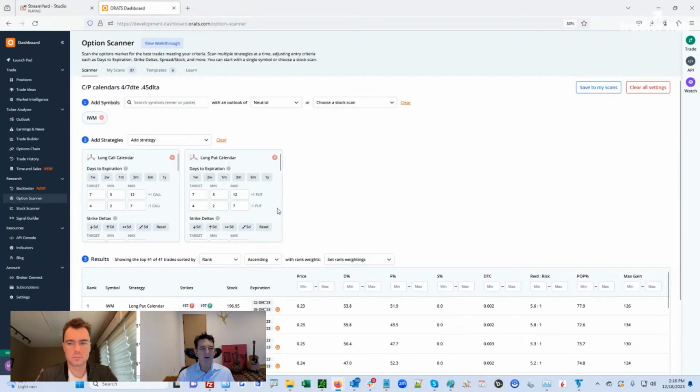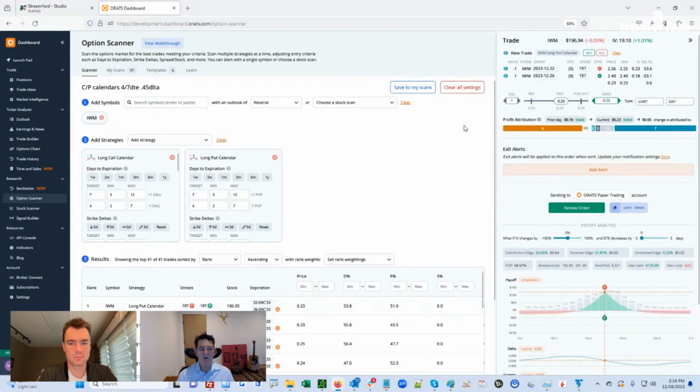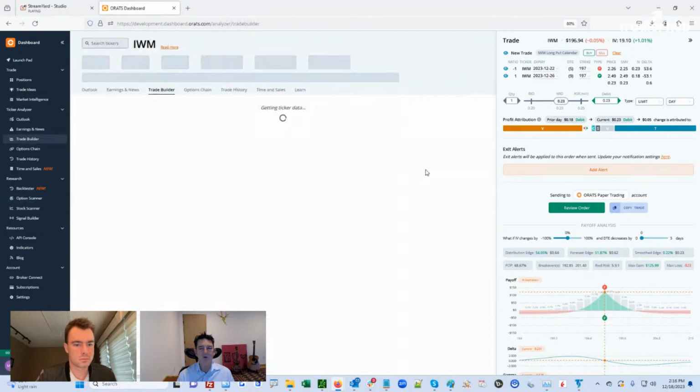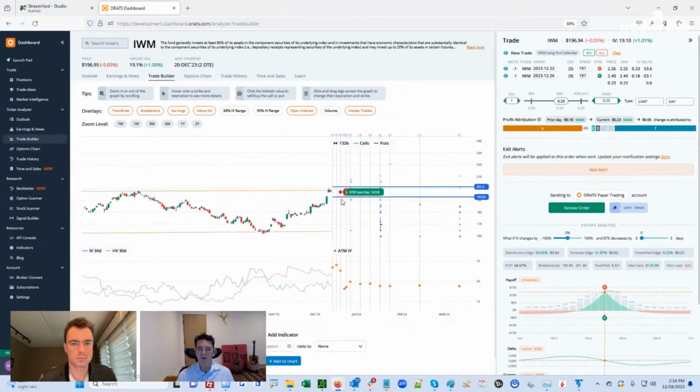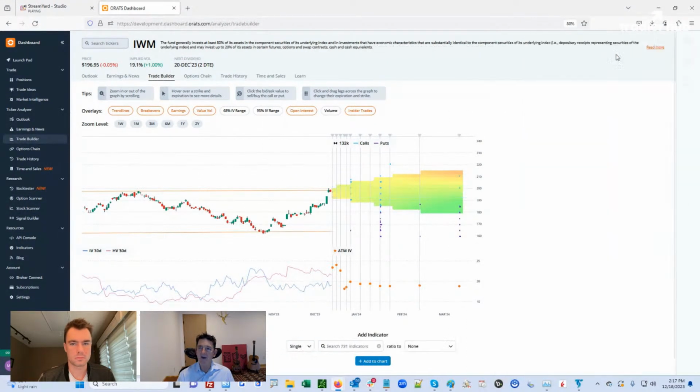We set up our scans. We found what we thought were good calendars, and then we went over to the trade builder, which shows you where the stock is. You could see where the volatilities are, so we could tell that these volatilities were beneficial to us. So we went ahead and did these trades, and then we set alerts.